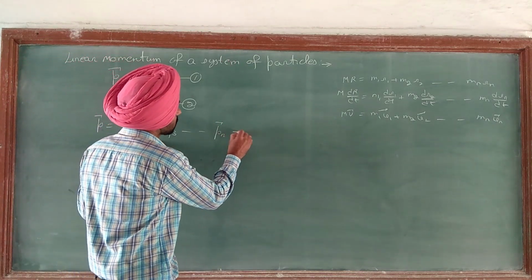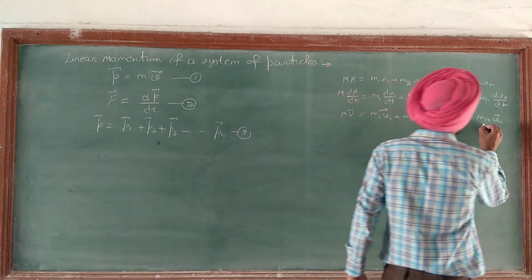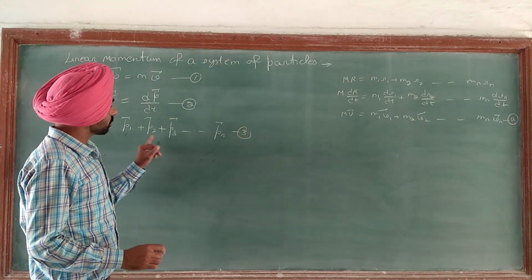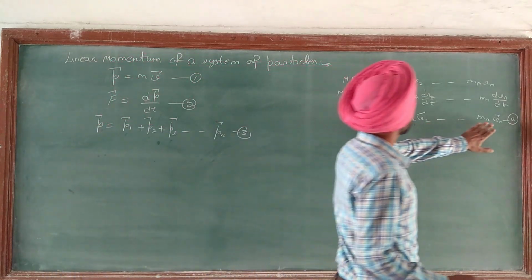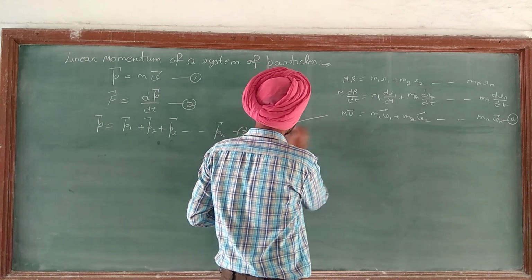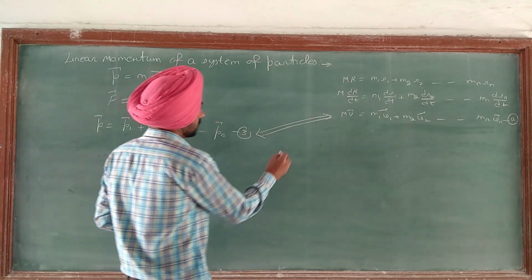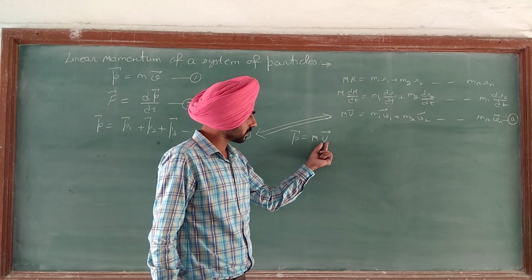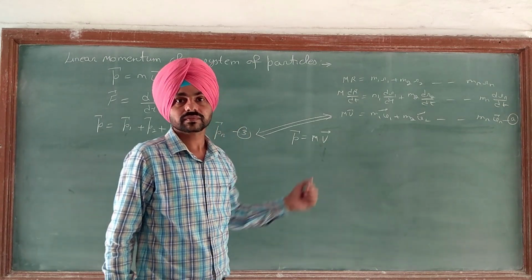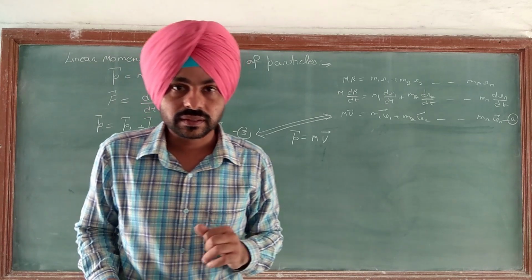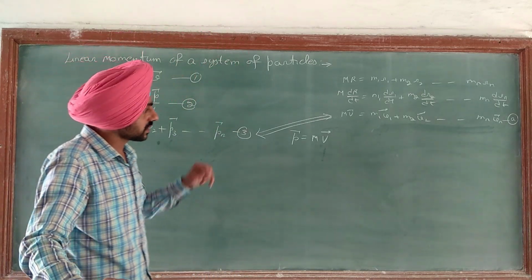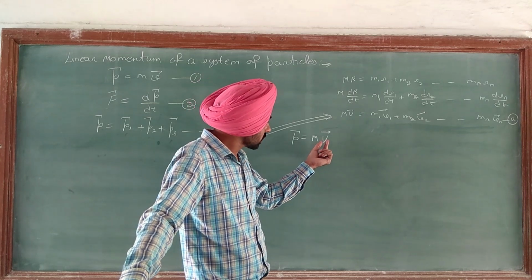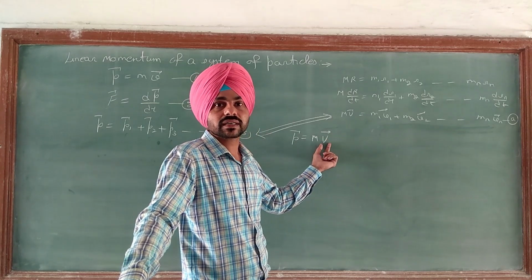If I compare this expression 3 with our previously discussed equation, on the right-hand side it is p1, p2, p3 and this is also p1, p2, p3 and so on. From these two equations, I can rewrite vector P equal to M into V. What is this M? Total mass of the system. What is this V? Capital V is the velocity of the center of mass. Thus, the total momentum of a system of particles is equal to the product of the total mass of the system and the velocity of its center of mass.